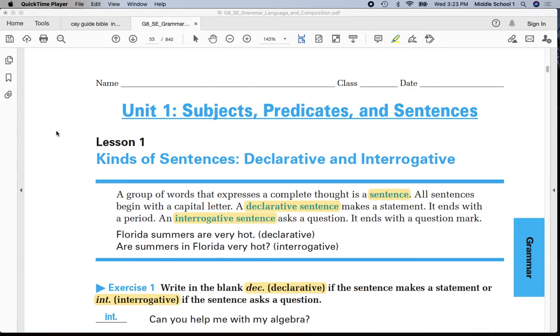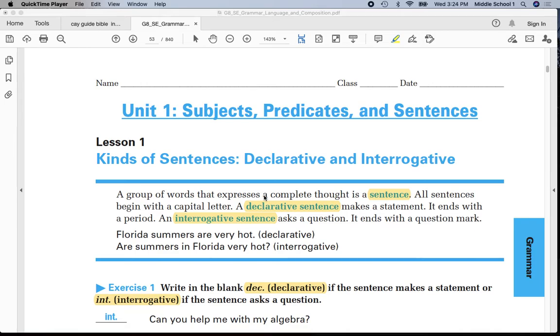This week we're going to be reviewing subjects, predicates, and the kinds of sentences. In your folders, you will notice that you have several sheets, and we want to use these sheets today as we go through the introduction to what we'll be doing this week on IXL. If you take a look at the first page, it's kinds of sentences. Kinds of sentences, declarative and interrogative.